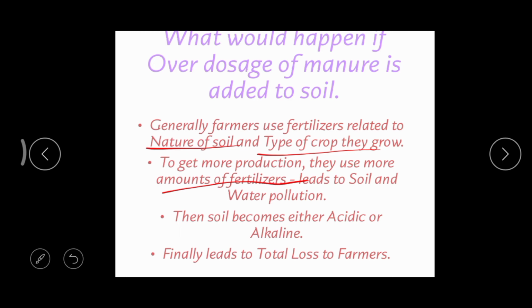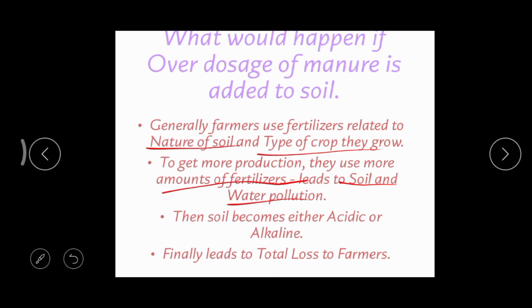Whenever we are using more and more fertilizers than needed, then what happens? Actually they are made up of chemicals. So what happens? These chemicals enter the soil and cause soil pollution. And from soil, they may enter the water and so cause water pollution. Okay, that's why we should not use these chemicals in excess quantities.